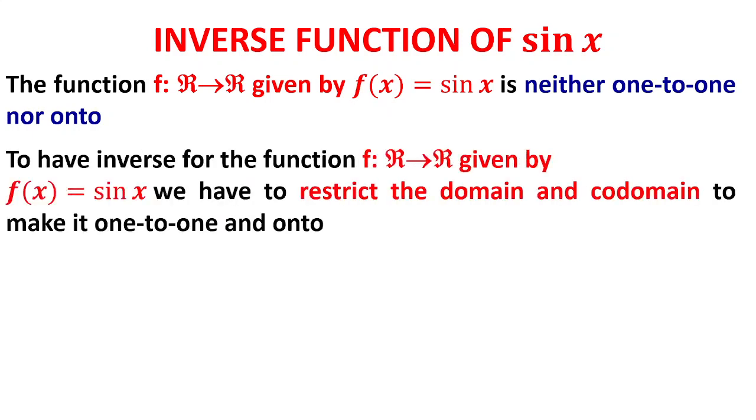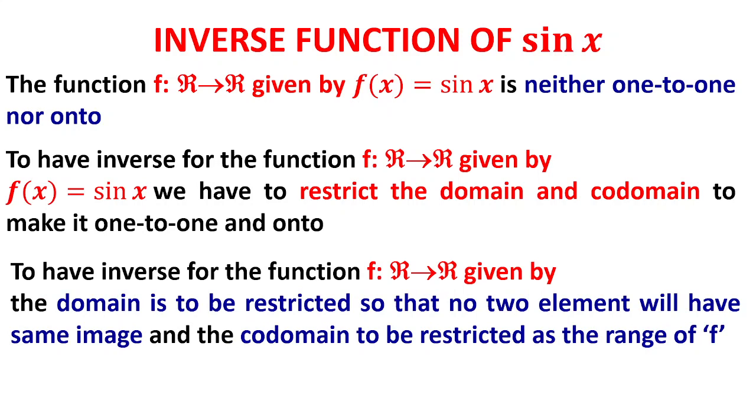To have the inverse, we have to restrict the domain and codomain to make it one-one and onto. How are we doing it? To have the inverse of the function given by domain R to R, the domain is to be restricted so that no two elements will have the same image, and the codomain to be restricted as the range of f. This is the technique. We restrict the domain such that no two elements have the same image, and we restrict the codomain equal to the range of f.